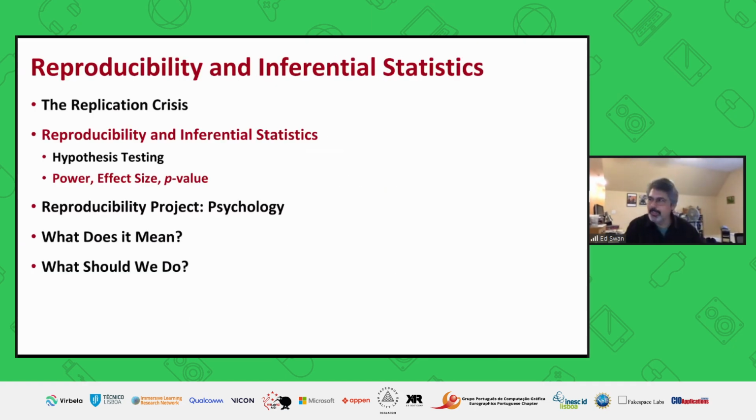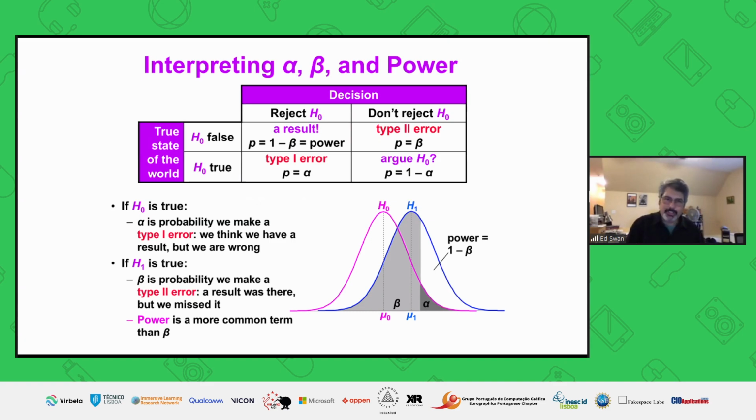So now let's talk about power, effect size, and the p-value. When you run an experiment, we have this 4-level decision table. And you get the same thing in signal detection theory, and in any case where you have this kind of 4-way process. So when we run an experiment, what is the true state of the universe? Either the null is false or the null is true. And then we make a decision to either reject the null or not reject the null.